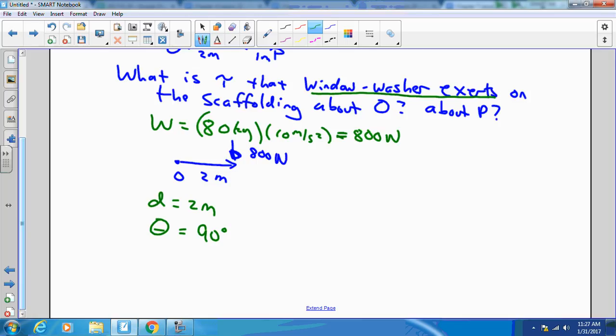So that when I now plug in, I can say that the torque exerted about point O, notice how I notate it, is going to be equal to force times distance times the sine of the angle between. Notice that I'm not multiplying by the angle between, I'm multiplying by the sine of the angle between. What is the sine of 90 degrees? 1, yes. So in this particular case, that term becomes invisible, and I get 1,600 newton meters worth of torque.